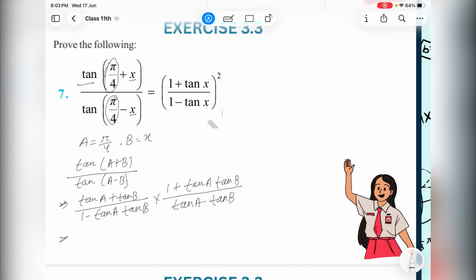Now we will put the value of tan a, that is tan 45 degree, pi by 4, that is 1 plus x, by 1 minus 1 into x into 1. Look, a is equal to pi by 4. So tan pi by 4, pi by 4 is 45 degree, so tan 45 degree equal to 1. Now tan b equal to x, so tan b is tan x.